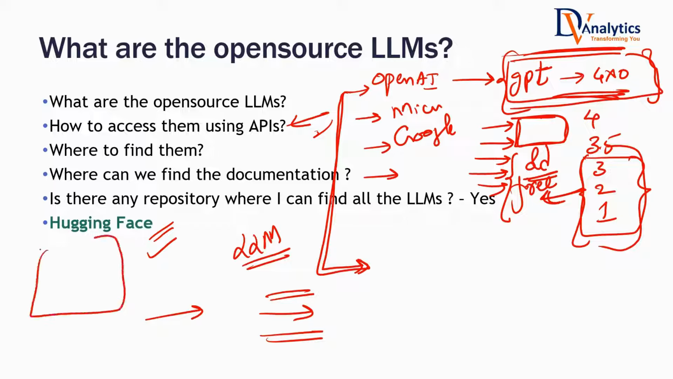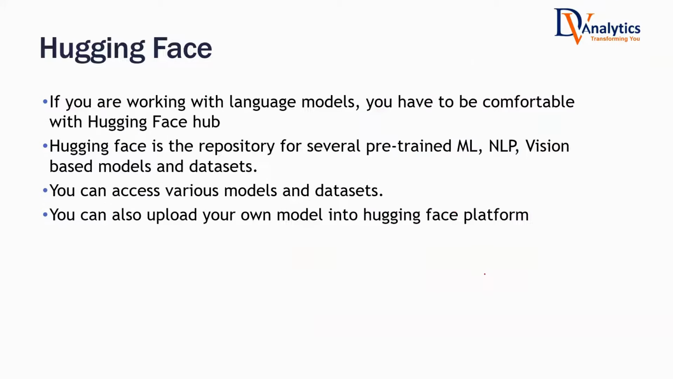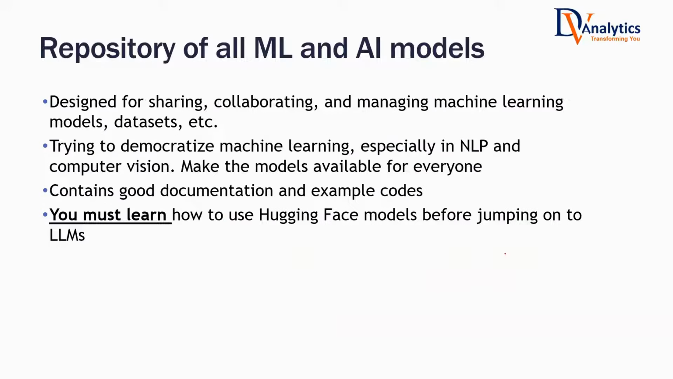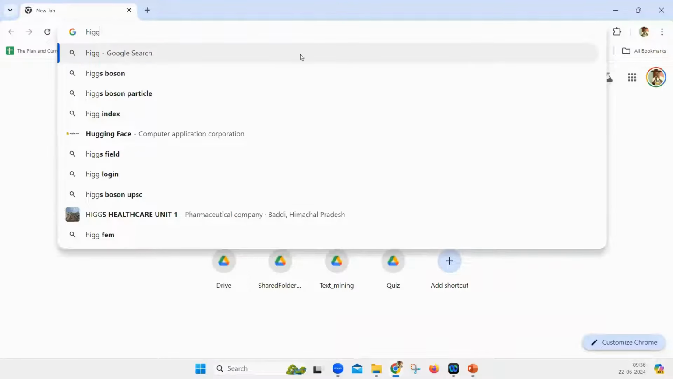For example, for a particular problem statement related to credit risk, or a particular problem statement related to healthcare, you have built a model and fine-tuned it very well. Then if you feel that it can be useful for others, you can also host it there. So Hugging Face is a repository of all the machine learning and AI models. Let's go to Hugging Face right now. I'll show it to you. How does that look? So this is Hugging Face.